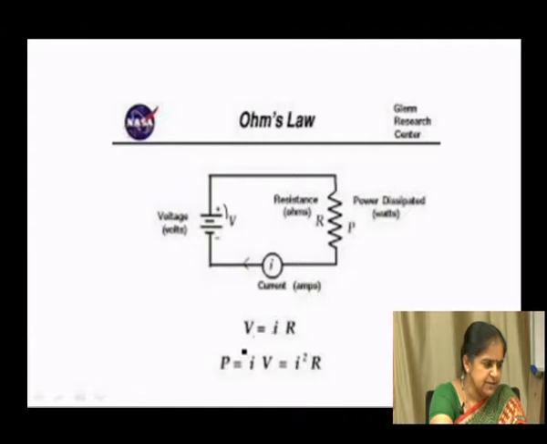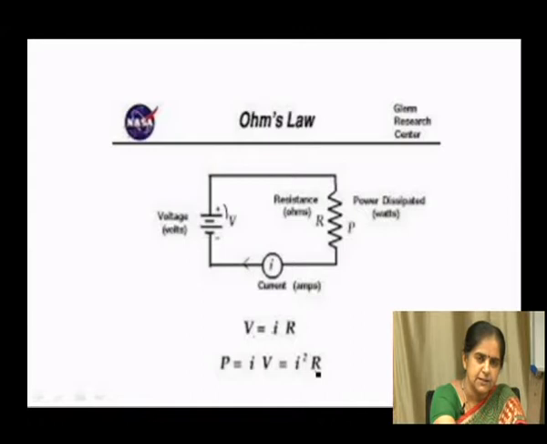By this equation, it is possible to derive the equation for the electrical power also. Later it will be discussed. So P is equal to I into V, or in terms of only current, it is the square of current and resistance, I squared R. This is once again another mathematical expression by which Ohm's law can be expressed.